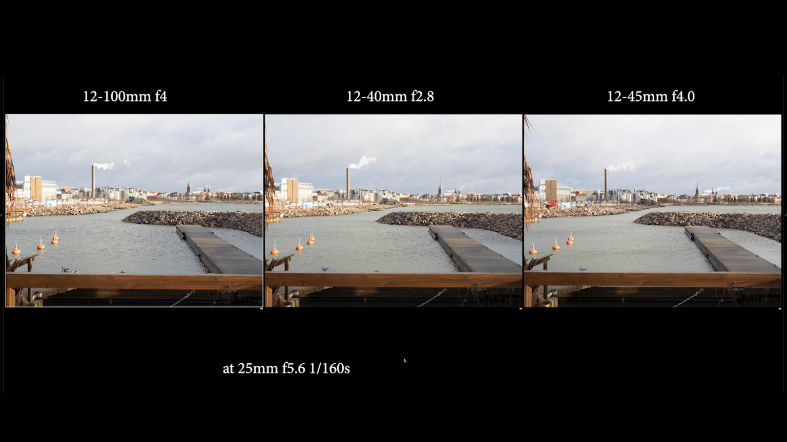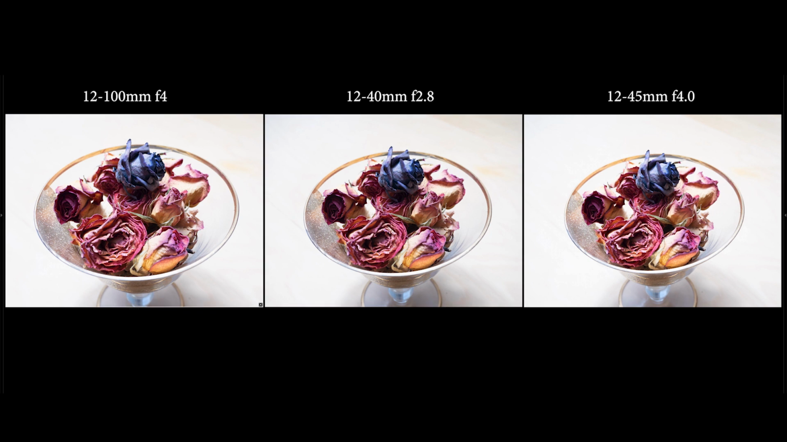The only difference is that what I noticed from some other photographs was that the 12 to 45 millimeter lens with the same aperture f4 gave a bit more brighter image. Okay, here we have the three images. This one is 12 to 100 millimeter. The one in the middle is 12 to 40, and the right one is 12 to 45.